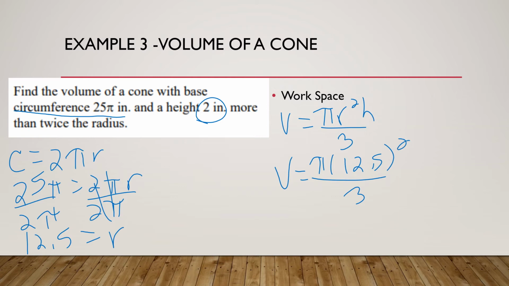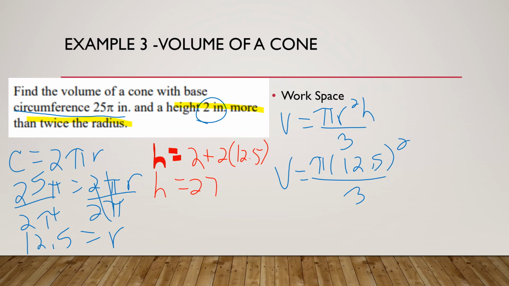Squared. Now our height, at first I thought it was 2, but I'm sure some of you are yelling at me. It says a height is 2 inches more than twice the radius. So to find our height, it is equal to 2 more than twice the radius. So if we do that math, our height would be equal to 27.